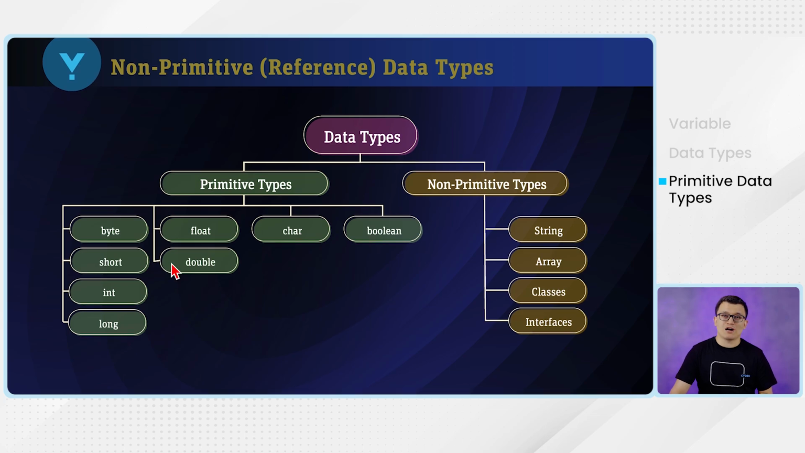So for now, we will be mainly focusing on those 8 primitive data types. In our next video, we are going to talk about how we can use those data types to declare variables and store data in those variables.